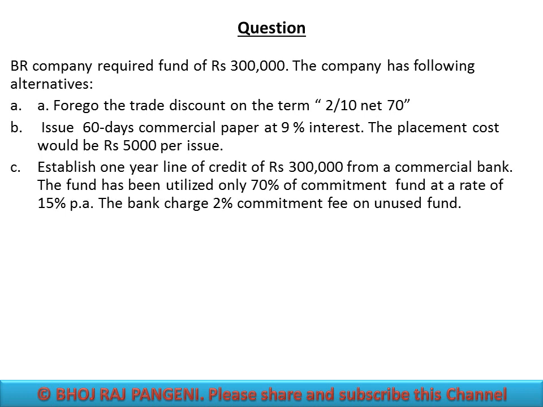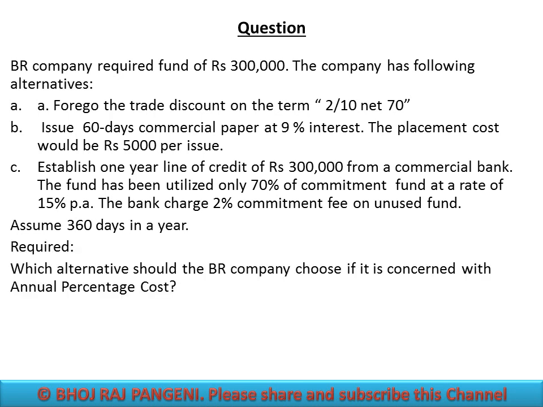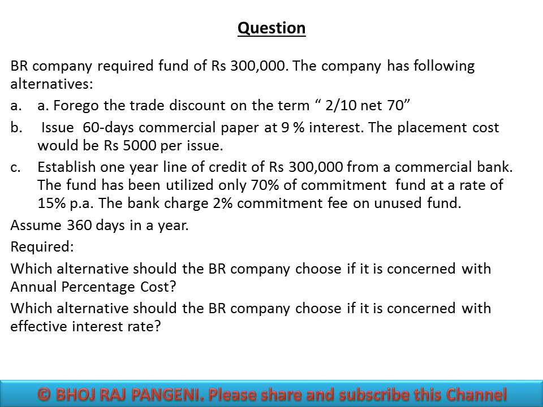And C, establish a 1-year line of credit of 300,000 from a commercial bank. The fund is utilized only 70% of the commitment, at the rate of 15% per annum. The bank charges a 2% commitment fee on unused funds. Assume 360 days in a year. Now required: which alternative should BR company choose if concerned with annual percentage cost? Which alternative should BR company choose if it is concerned with effective annual rate?